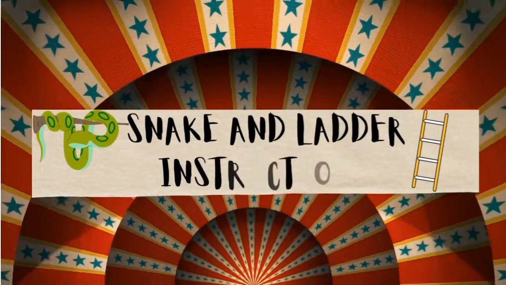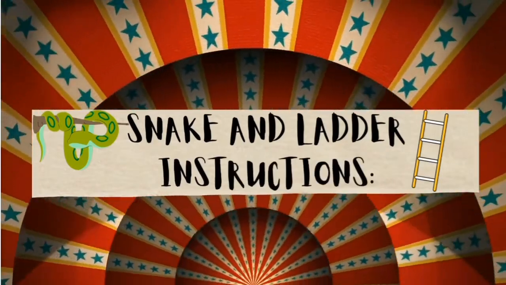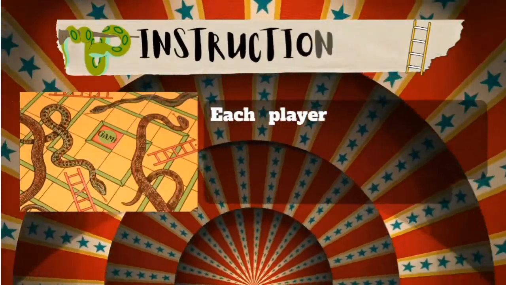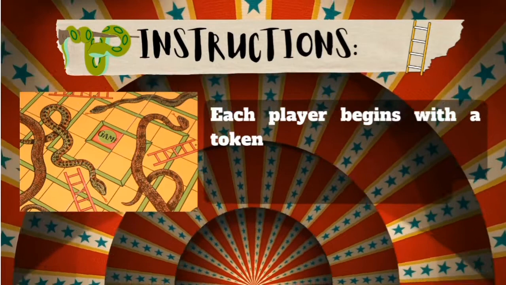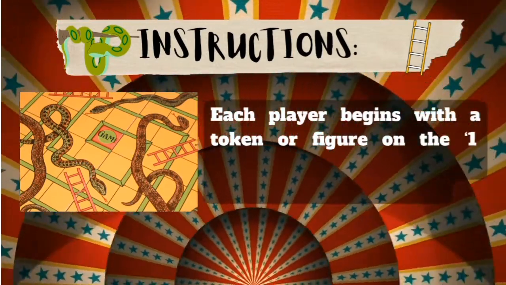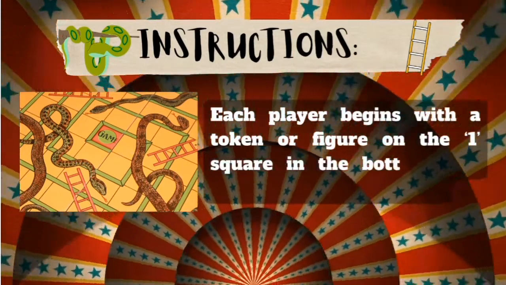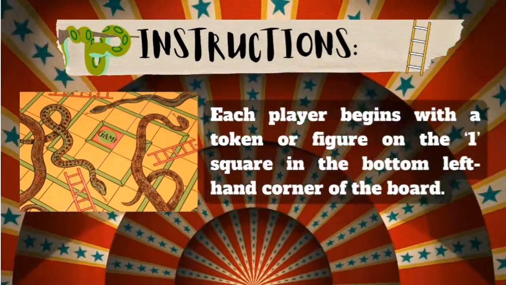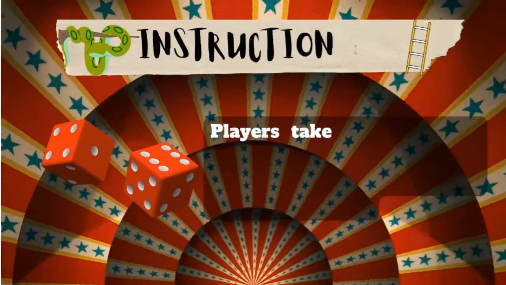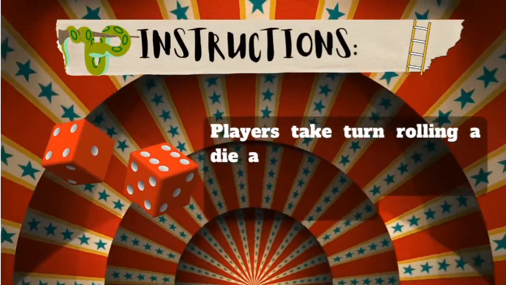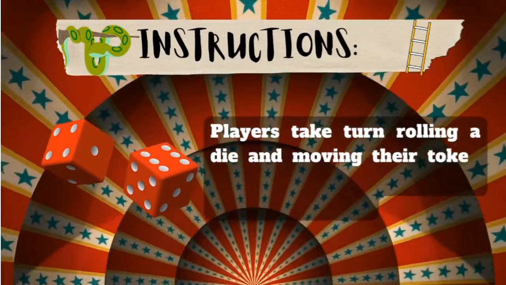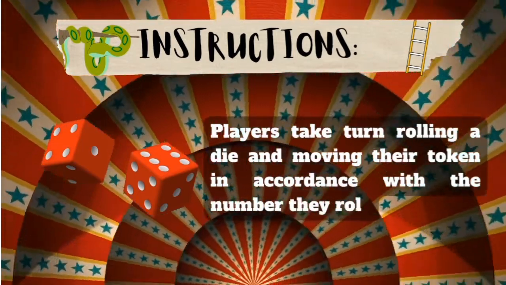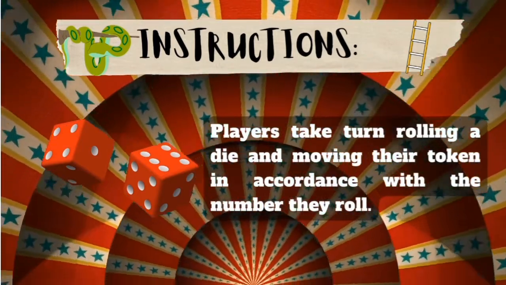How do you play Snakes and Ladders? These are some instructions you need to know while playing the game. 1. Each player begins with a token or figure on the number 1 square in the bottom left-hand corner of the board. Players take turns rolling a dice and moving their token in accordance with the number they roll. If they roll a 1, they move 1 square. If they roll a 2, they move 2 squares, and so on and so forth.